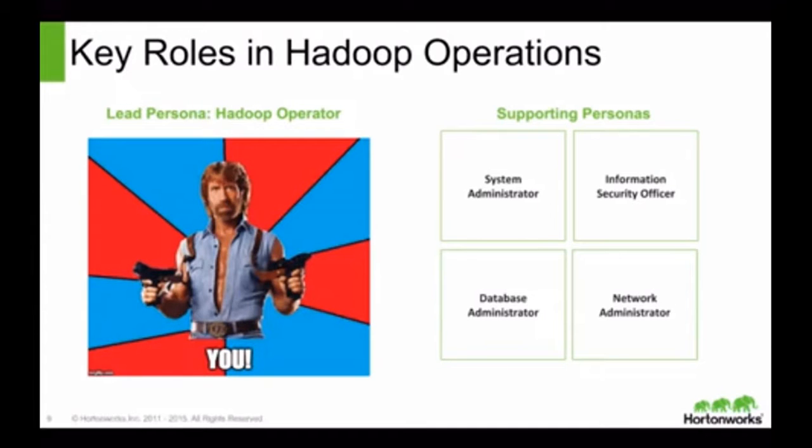So the lead persona in our roles that we'll work through today is the Hadoop operator. This person needs to be a generalist. They need to have skill sets across many areas, such as systems administration, database information, security administration, and network administration. But unless you're dealing with a very small environment, they can't do that alone. They'll still need the supporting personas throughout the organization, the people you see on the right who will support them and be maintaining these separate systems and the base systems that Hadoop runs on.